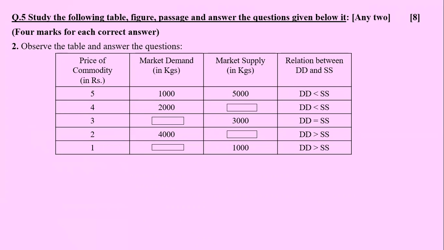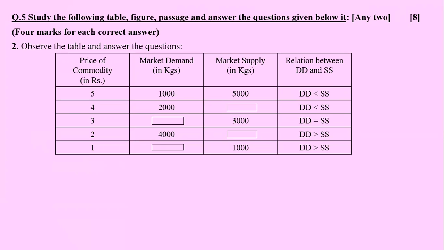Now relation between DD and SS means demand and supply. Here demand is smaller than supply. Second stage, demand is smaller than supply. Third, demand is exactly equal to supply. Then demand is greater than supply, and again demand is greater than supply. Here in this table, you can observe inverse relationship between price and demand and direct relation between price and supply.